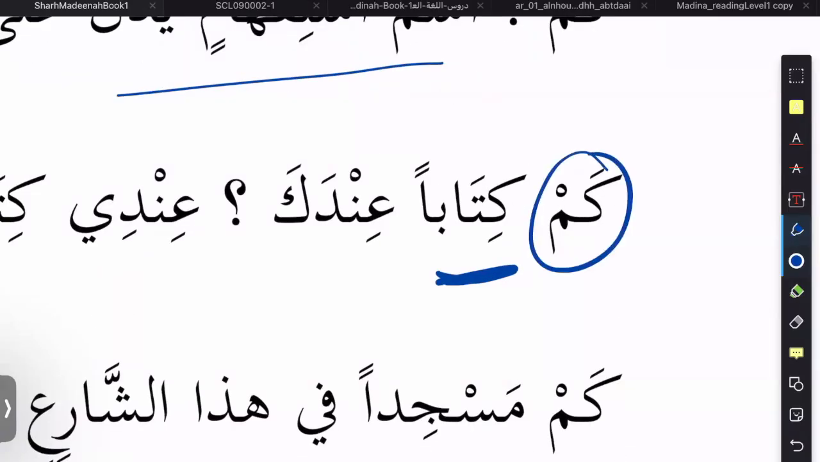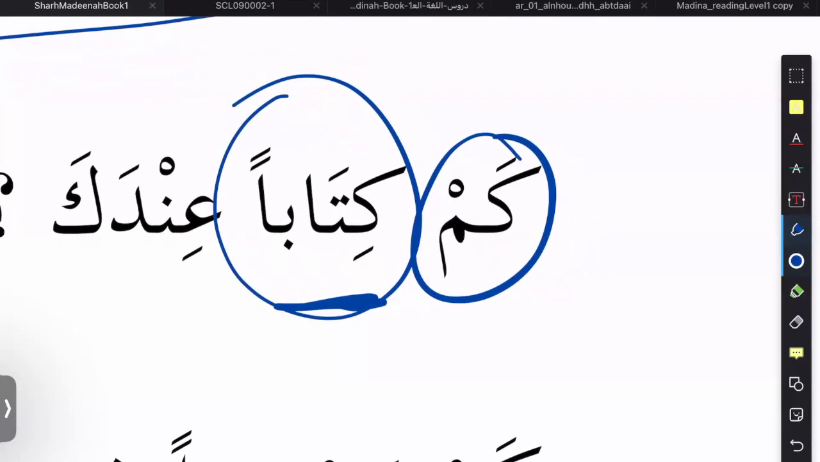Number 1, kam. That means as soon as you see kam, you know that we're asking about quantity. If I say kam indak, everybody's talking about pens or something, and now you're saying kam indak, how many do you have? It may be understood. But if you want to clarify what you're asking about, then the noun after kam will be in a mansub state.